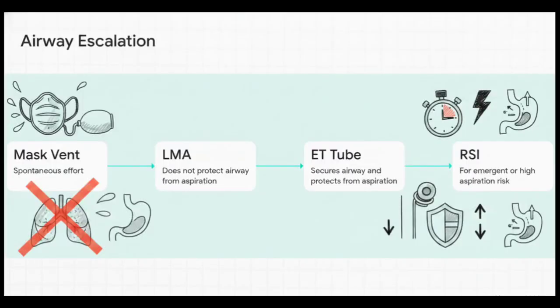Tracking the airway escalation algorithm, we move from basic mask ventilation to a supraglottic device, like an LMA. I really want to emphasize this point. An LMA does not definitively protect the airway from aspiration. Because of that, it is contraindicated in non-fasted or morbidly obese patients. If you truly need to protect against aspiration, you have to escalate to endotracheal intubation, utilizing rapid sequence intubation, or RSI, for those emergent high-risk scenarios.